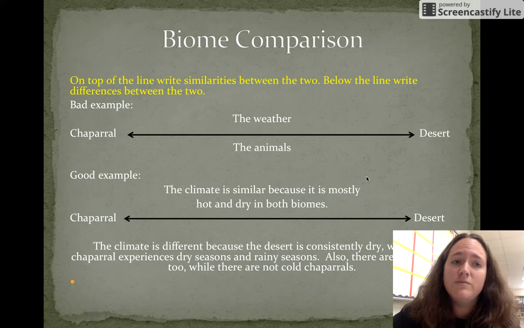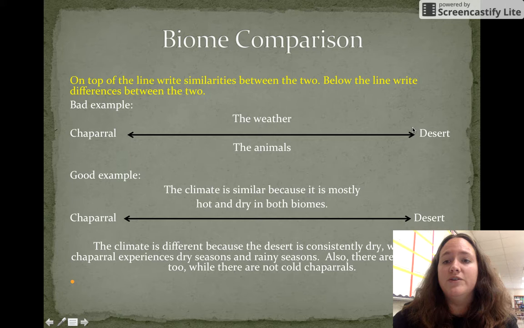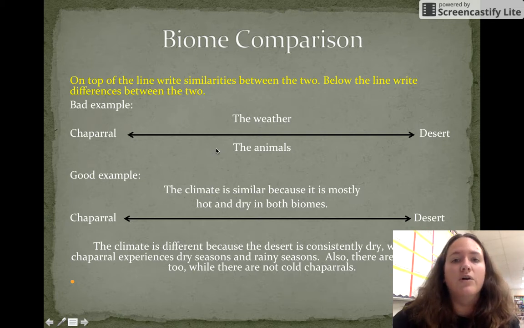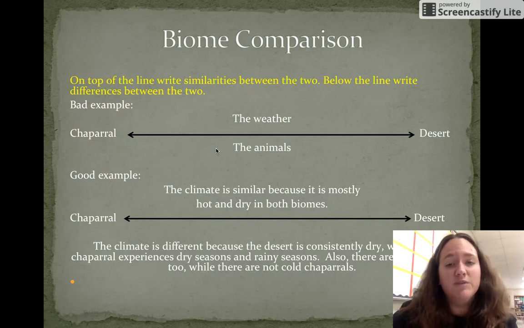So what I need you to be able to do, and you very well may have to do this on the APES test or on one of mine, is compare 2 biomes. For example, here the chaparral and the desert. I've given you what a bad example would look like and then what a good example would look like. A bad example of giving a description would just say, oh, the weather is different or the animals are the same. You can't say that. You have to be much more specific.